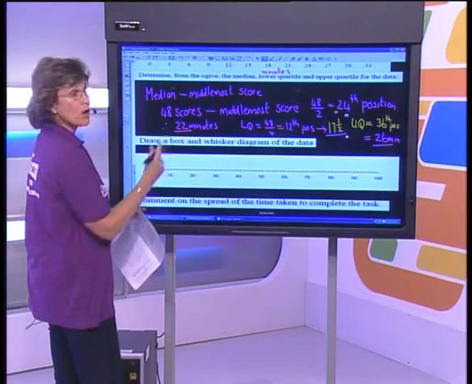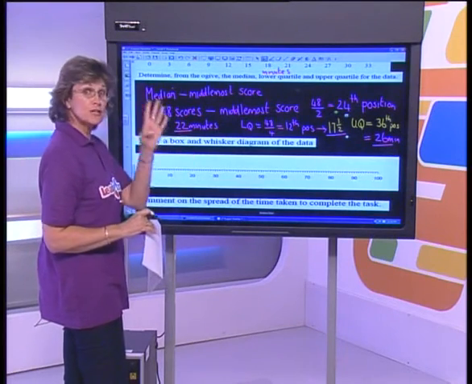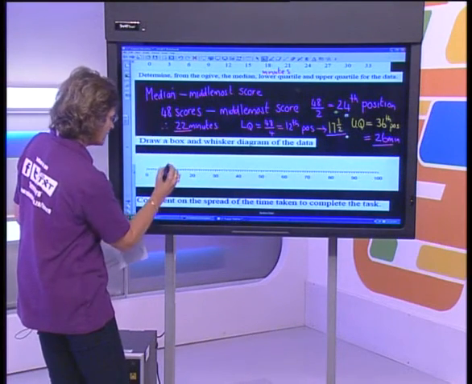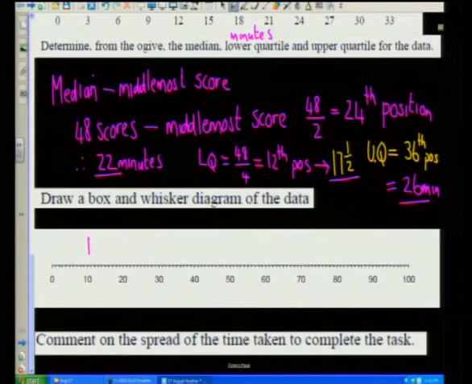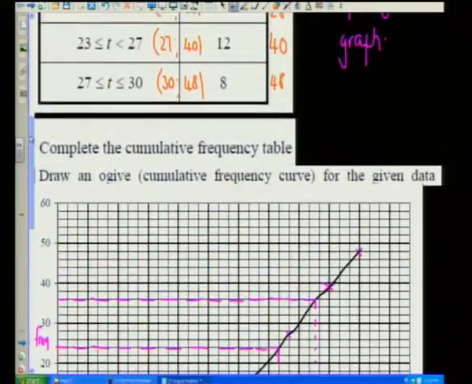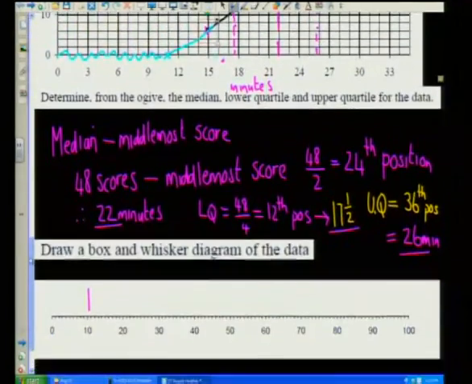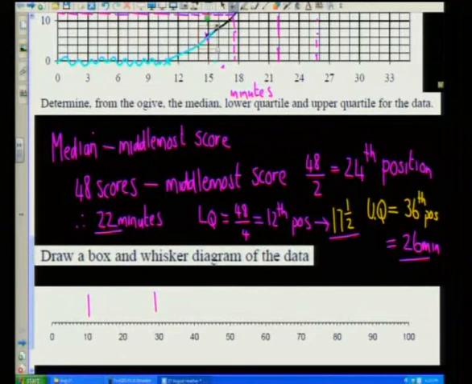Now, remember that for a box and whisker, you need 5 values. You need your minimum. So what was your minimum? Do you remember the minimum was at 11? Then you need your maximum. And your maximum, if you recall from the table, was 30. So in we go, and we're going to put a 30. Then we need our lower quartile in the 12th position. Don't put the number 12. It was the 12th position, but the number 17 and a half. So 17 and a half is going to be 19, 18, 17.